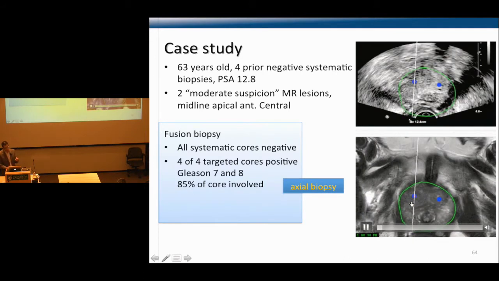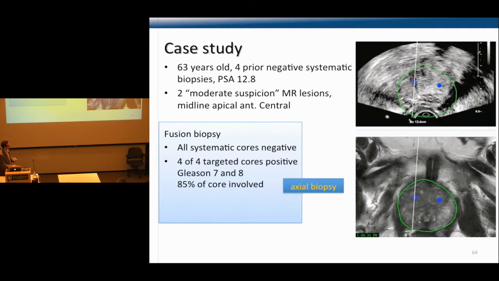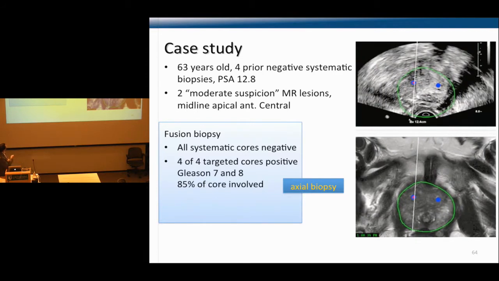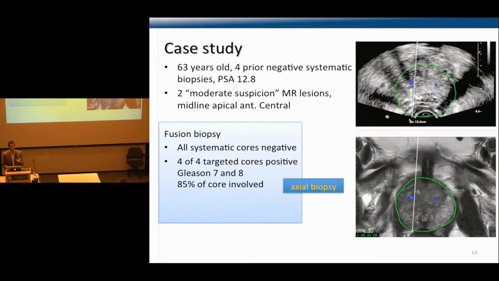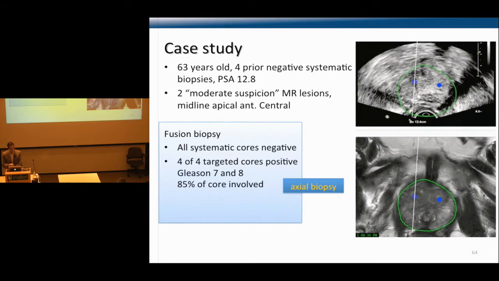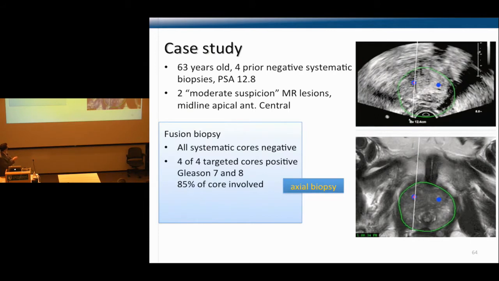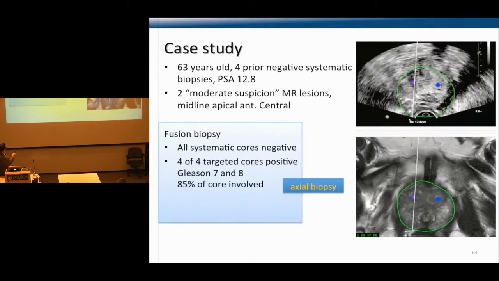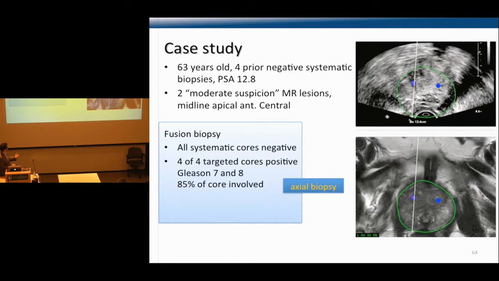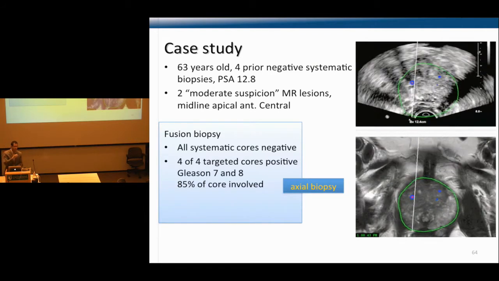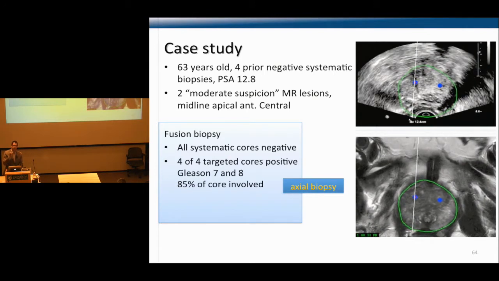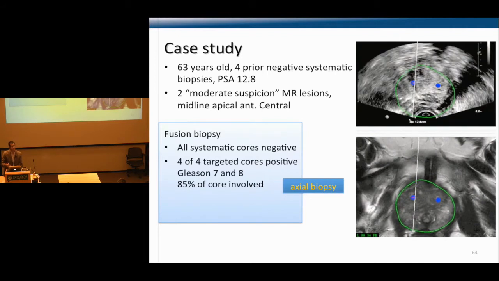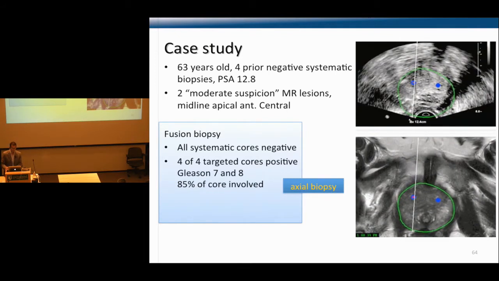What probably explains why it was always negative is that the lesions were midline apical anterior central. That's a region on top of the prostate that is almost never sampled with transrectal ultrasound standard biopsies. So all systematic cores came back negative again, but with the fusion system, we were able to target all the suspicious lesions, and all came back positive with a Gleason score of 7 to 8. That's one of those showcase examples that shows that by focusing on the lesions identified from the MRI, it's able to detect cancer which previously could not be detected.